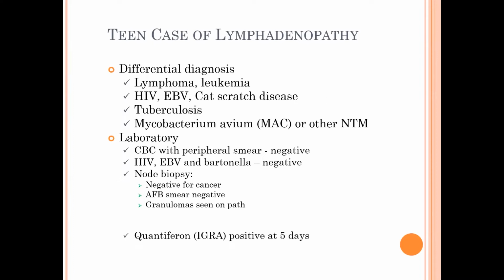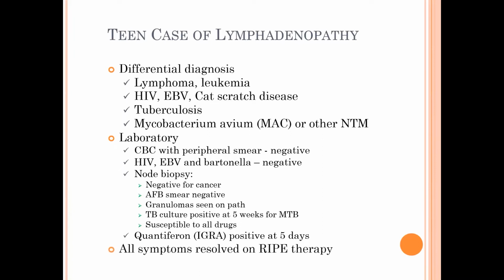We sent a quantiferon, which unfortunately took 5 days to come back, but once it came back positive and these other tests came back negative, I felt like we had enough clinical suspicion to go ahead and start him on TB treatment for his lymph node disease, fever, and weight loss. And in fact, 5 weeks later, he did grow tuberculosis from his lymph node, and it was susceptible to all drugs. And he also improved on therapy and gained back weight, and the lymph nodes went away.